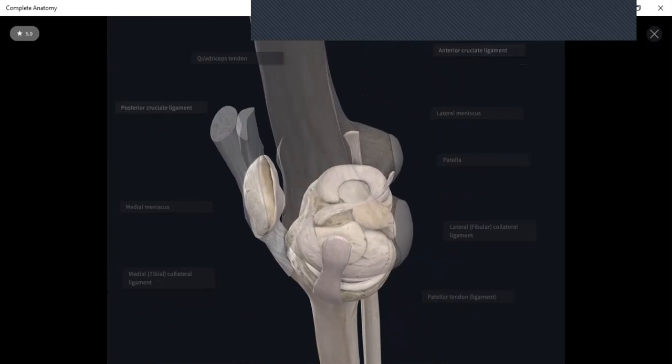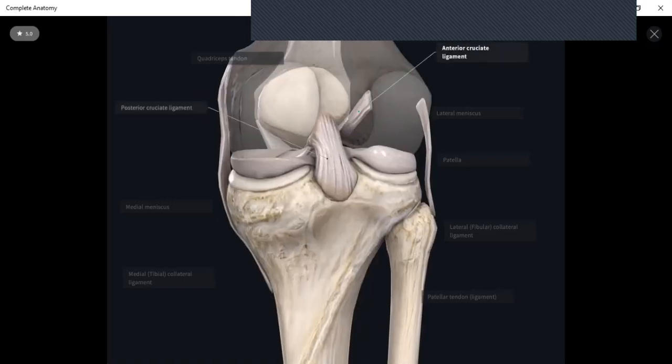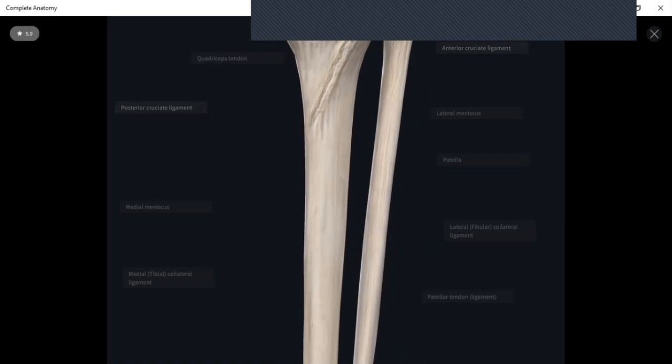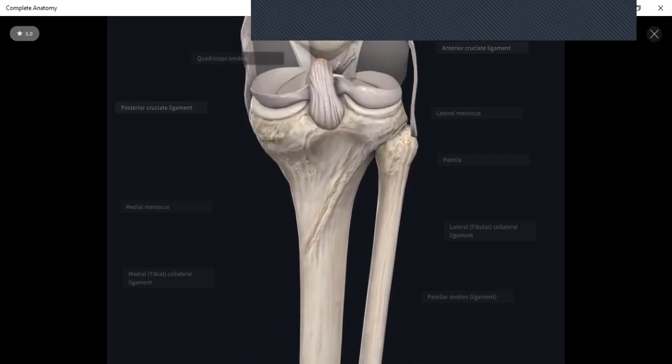A key concept here is that the cruciate ligaments are named for where they originate on the tibial plateau. Therefore, the anterior cruciate ligament, commonly known as the ACL, arises from the tibia at the anterior intercondylar area, seen here. Whereas the posterior cruciate ligament, or PCL, arises from the posterior intercondylar area.